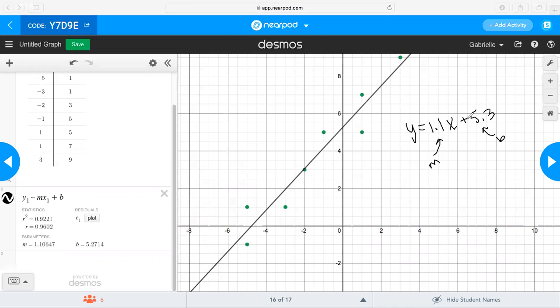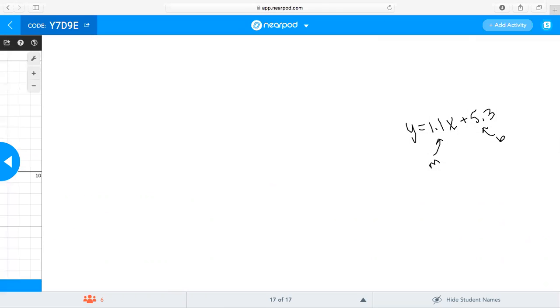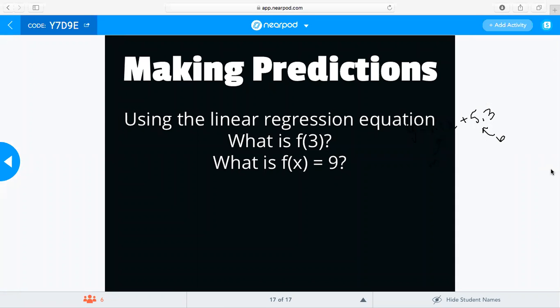Okay, we're about to use this equation to answer some questions. So write this equation down so you have reference to what this is. We have one more slide left. Okay, so here are the two questions that we have left to answer. So let me rewrite the equation. It was y equals 1.1x plus 5.3.